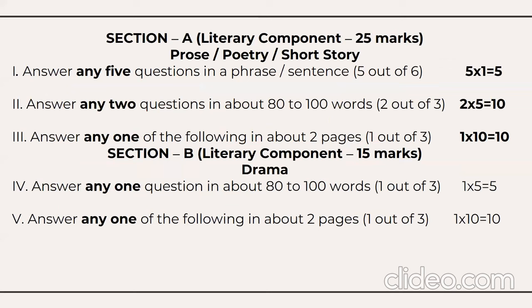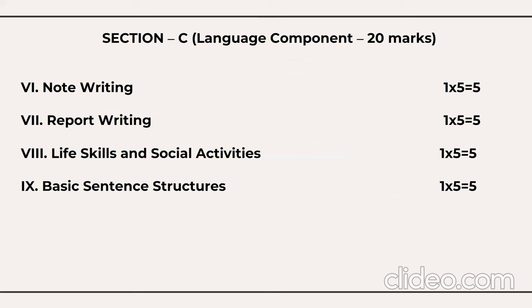So now let's have a recollection, a glance. In section A, you have 3 types of questions: 1 mark 5 questions, 5 marks 2 questions, then 10 marks 1 question. Then you have the question from the play Jekyll Hills, 5 marks 1 question, 10 marks 1 question. Next, from the language component, a 5 marks question from note taking, where you can use linear note taking or the flow chart. Report writing with choice: you will have a choice of either the status report or the completion report. Life skills or social activities, again you have a choice on the 2 topics, and you need to write a paragraph. Basic sentence structures: 5 jumbled segments will be given, and you need to order them properly.